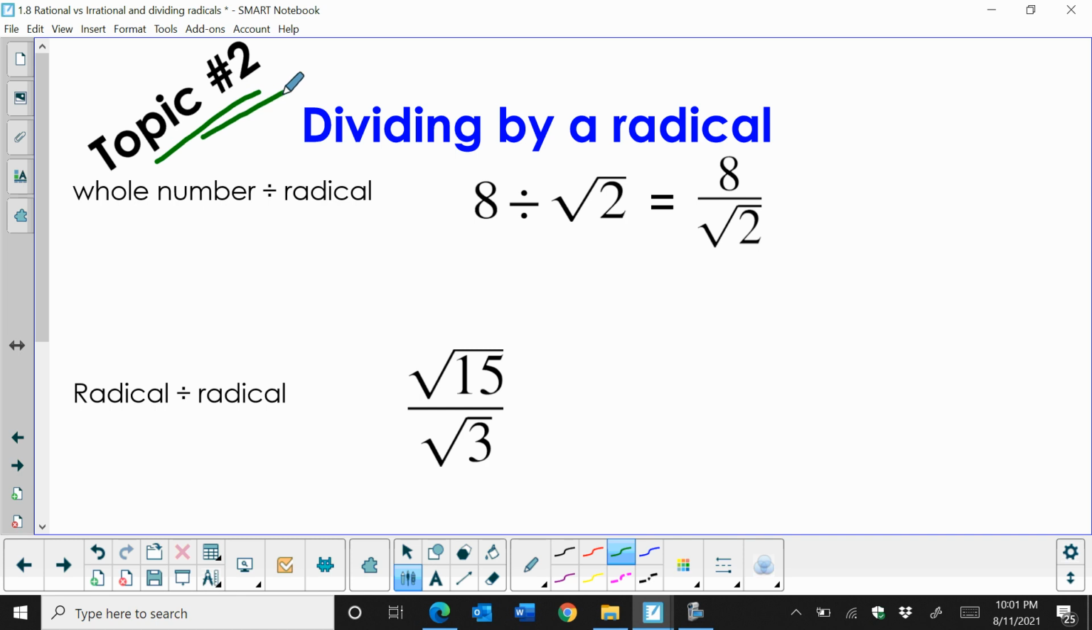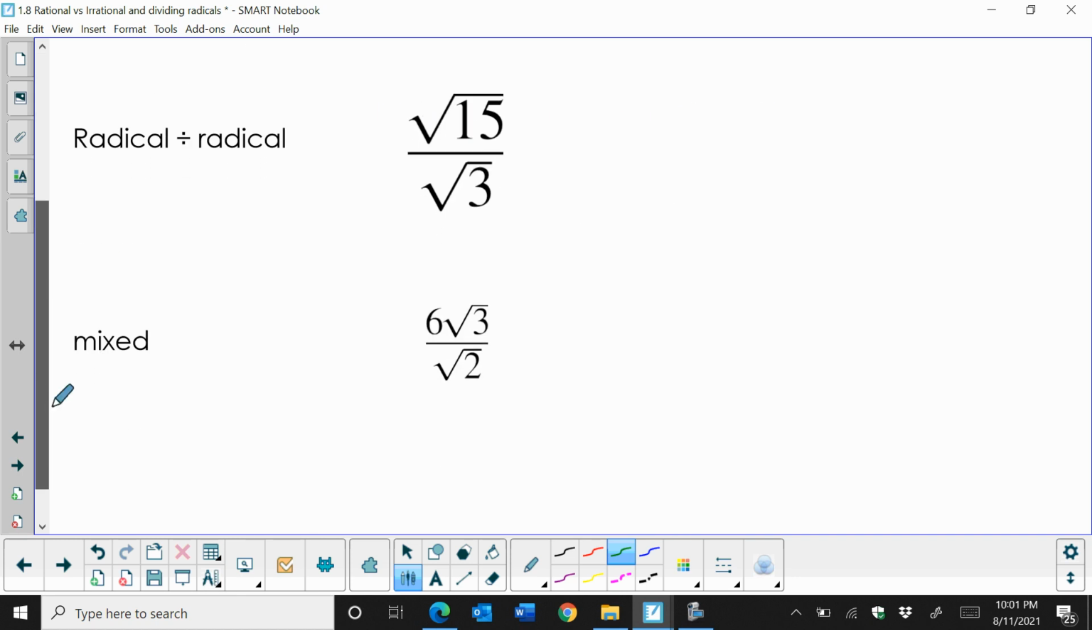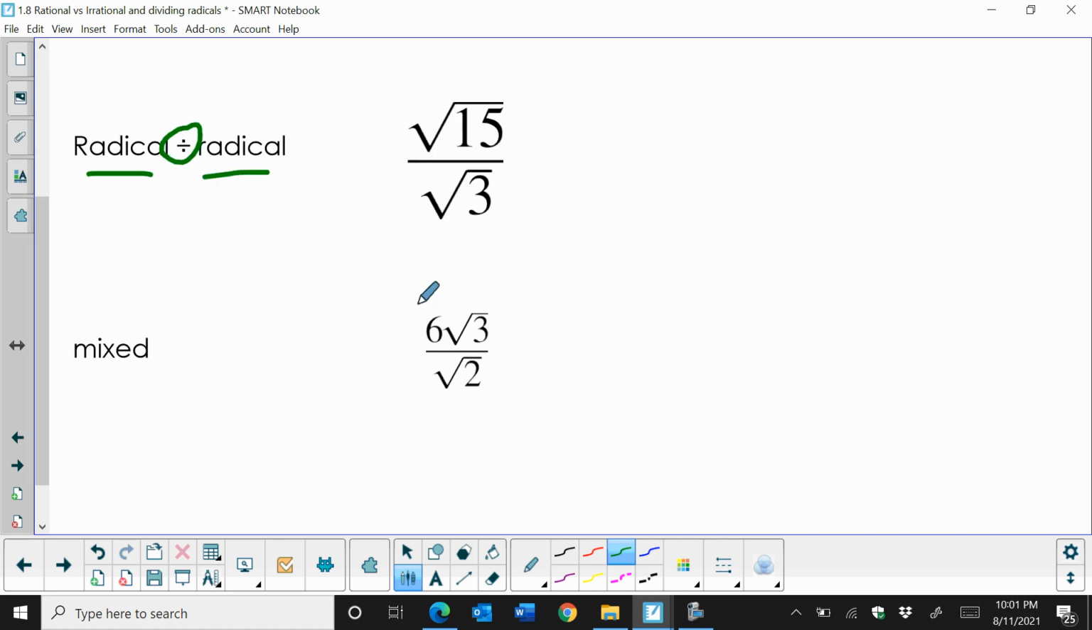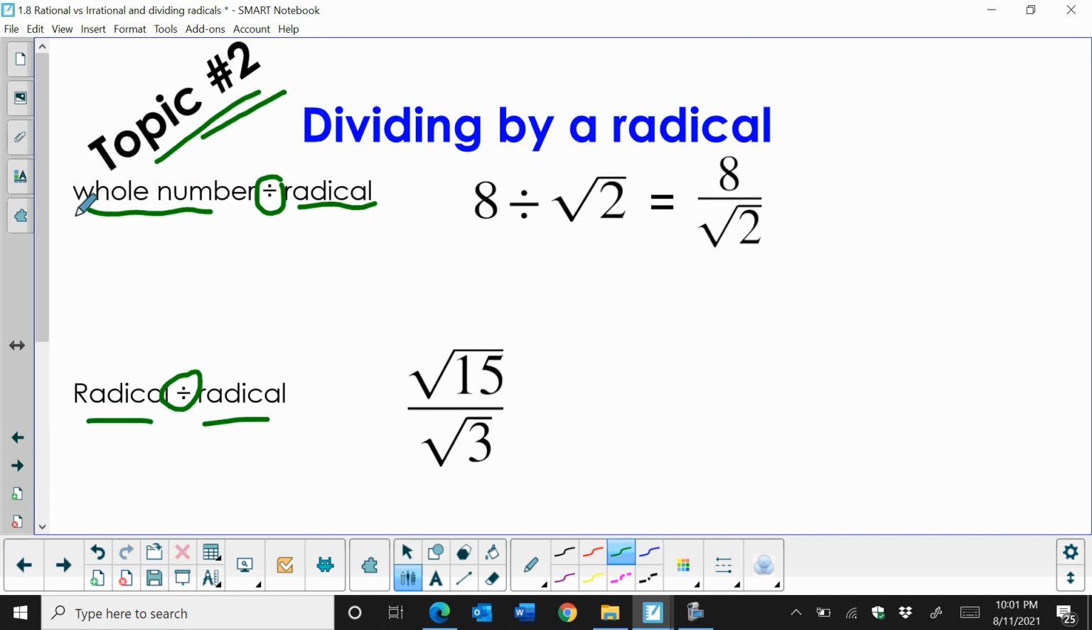The second topic we're going to talk about is how to divide by a radical. So we've got 3 scenarios here we're going to look at. We're going to look at how do you take a whole number and divide it by a radical? How do we take a radical and divide it by a radical? And then what if you have mixed? You have a whole number and a radical on top divided by a radical. So each scenario is slightly different, so you have to be careful you handle them correctly.